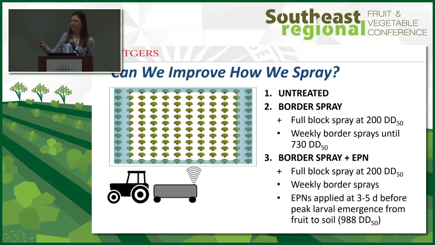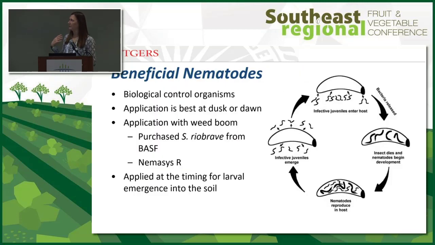So we applied border sprays plus nematodes. Now the entomopathogenic nematodes are beneficial organisms. We used Nemesis R, which is a BASF product. It's Steinernema riobrave. They will seek out the larvae in the ground and reproduce inside of them. You get a few more infective juveniles, or nematodes, and you can repeat the cycle over again.